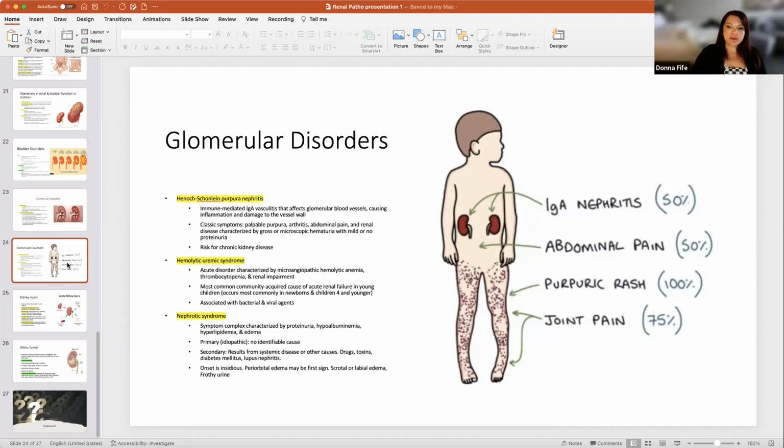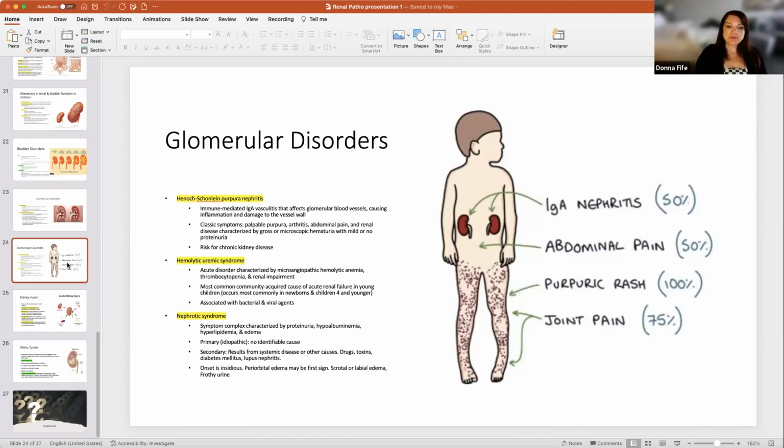Hemolytic uremic syndrome, an acute disorder characterized by microangiopathic hemolytic anemia, thrombocytopenia, and renal impairment. Most common community-acquired cause of acute renal failure in young children, and this occurs most commonly in newborns and children 4 and younger. And this is associated with bacterial and viral agents.